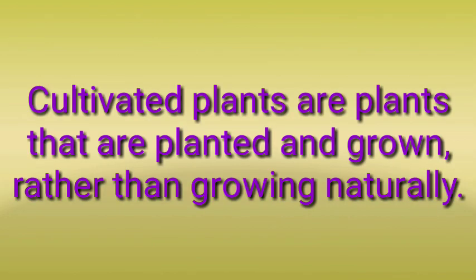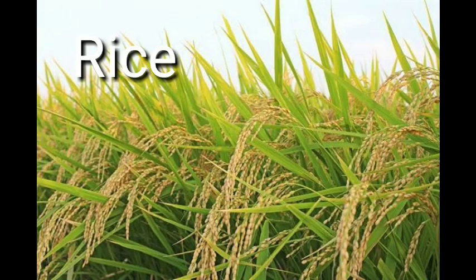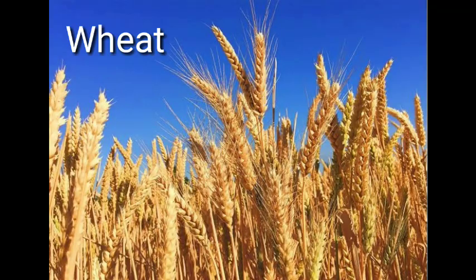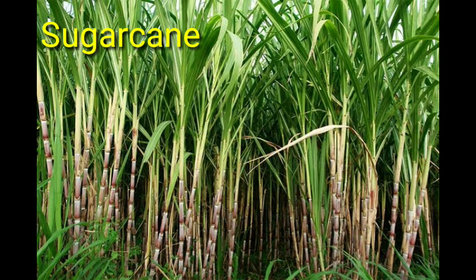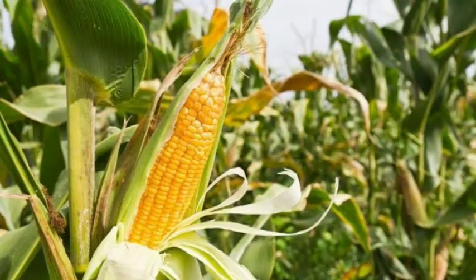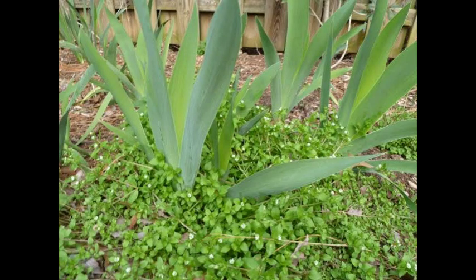So cultivated plants are plants that are planted and grown rather than growing naturally. These plants do not grow naturally until and unless someone grows them. Examples of cultivated plants are rice, wheat, sugarcane, and maize.